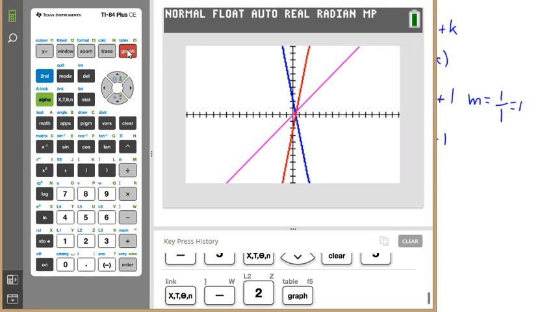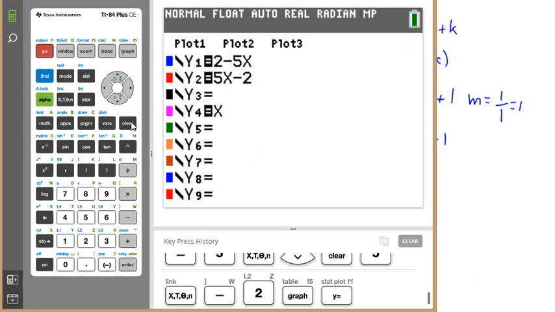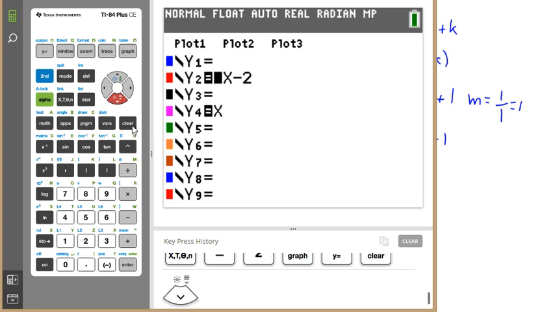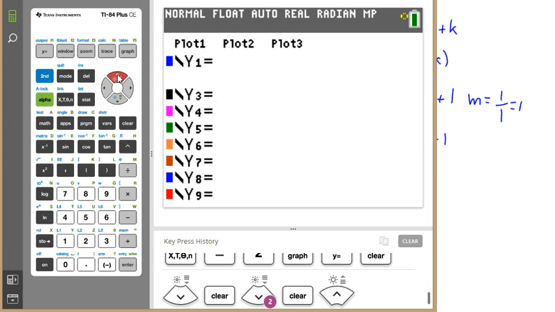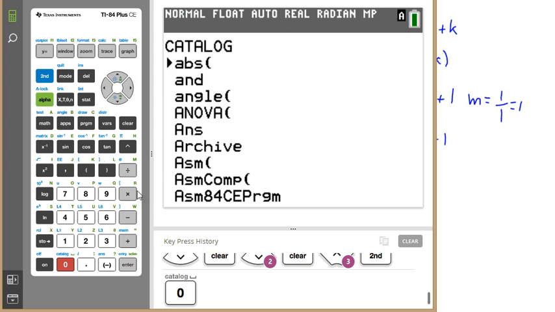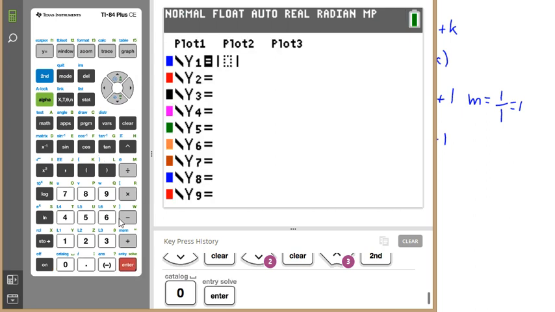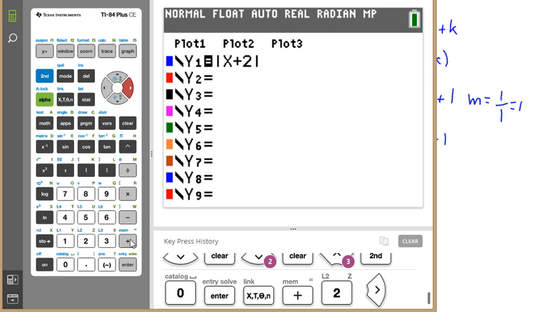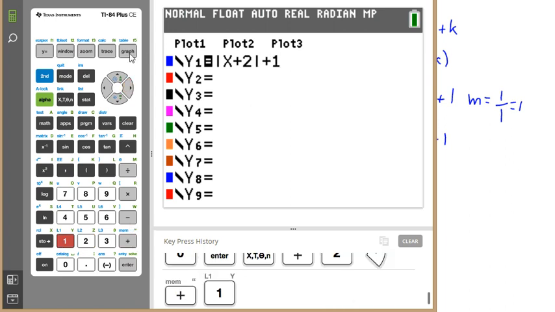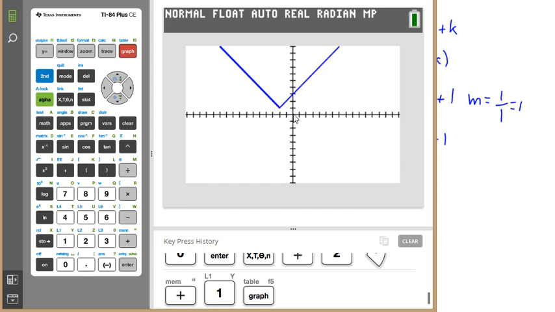So to do that, clear, clear, clear. So we have absolute value, second, catalog, enter. So we have x plus 2. And we'll say plus 1.